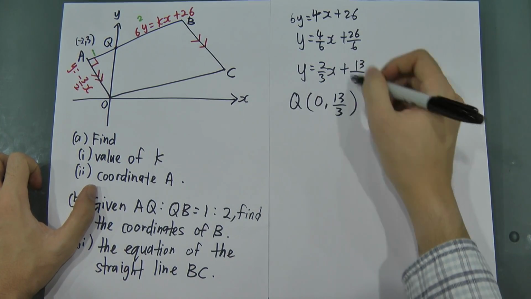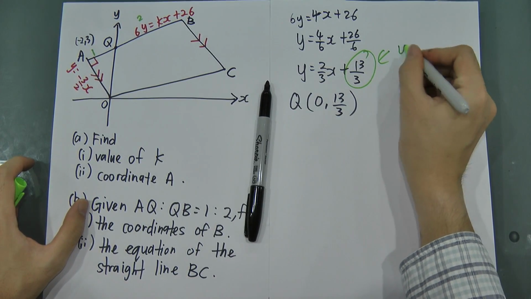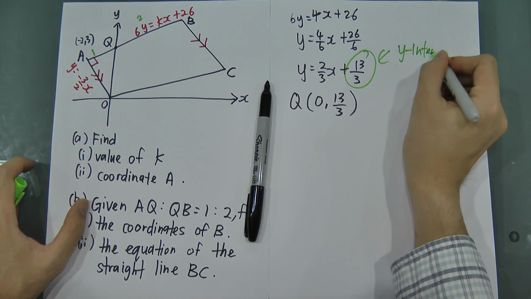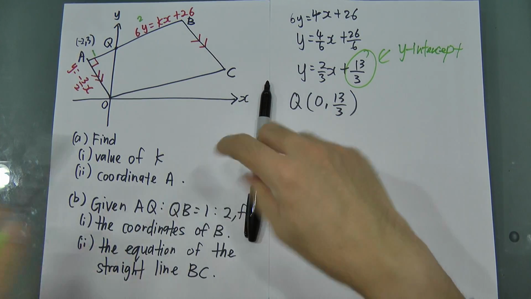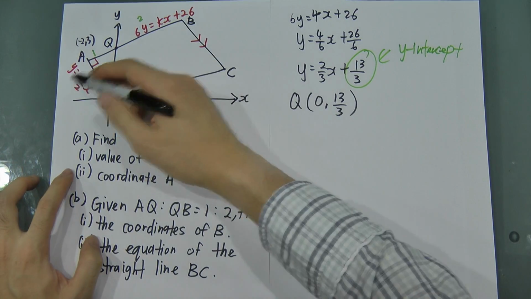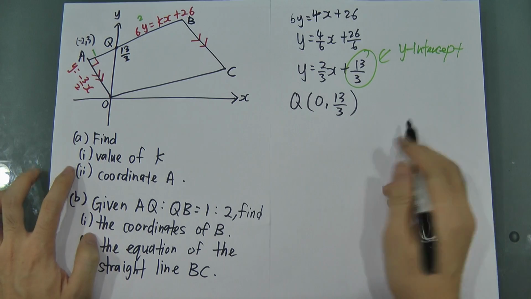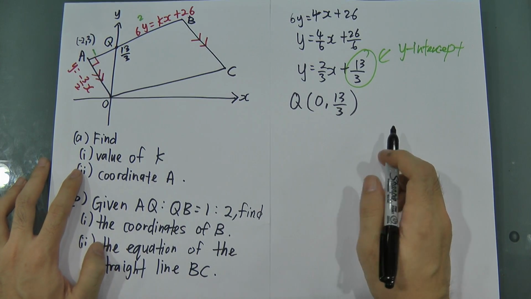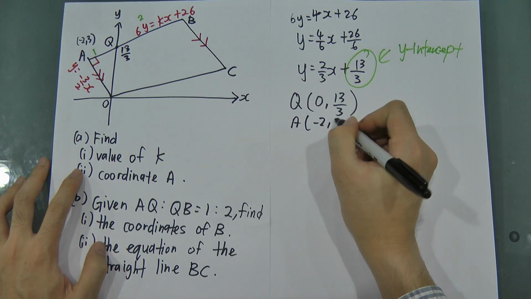y equals mx plus c, we know c is always the y-intercept. Okay, memorize this one. y equals mx plus c, this is the purpose of c. So I know you cut the y-axis at 13 over 3. Alright, it's not hard, right? So now you got Q, and you got A also, which is negative 2 and 3.